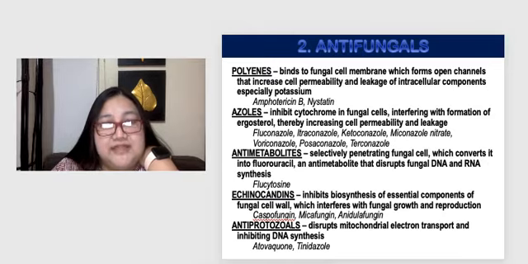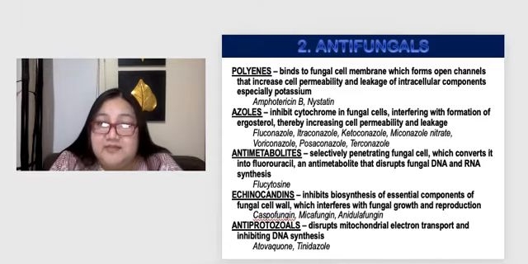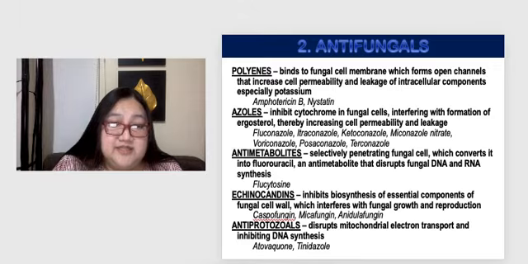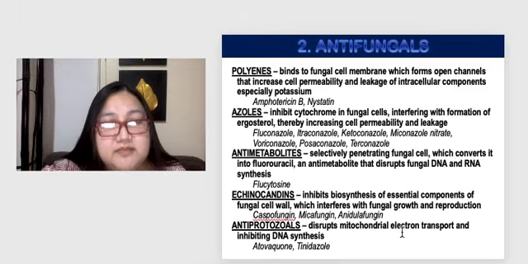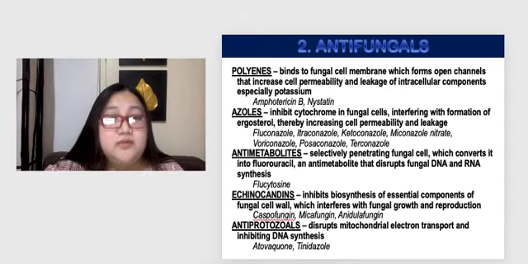Antimetabolites, they are selectively penetrating fungal cell and converts it into fluorouracil. It's an antimetabolite that disrupts fungal DNA and RNA synthesis. So, yun si flucytosine. Ang flucytosine, per orem siya. If you use it with Ampho B, it can increase therapeutic action. Okay? The echinocandins inhibit biosynthesis of essential components of the fungal cell wall. They interfere with fungal growth and reproduction.